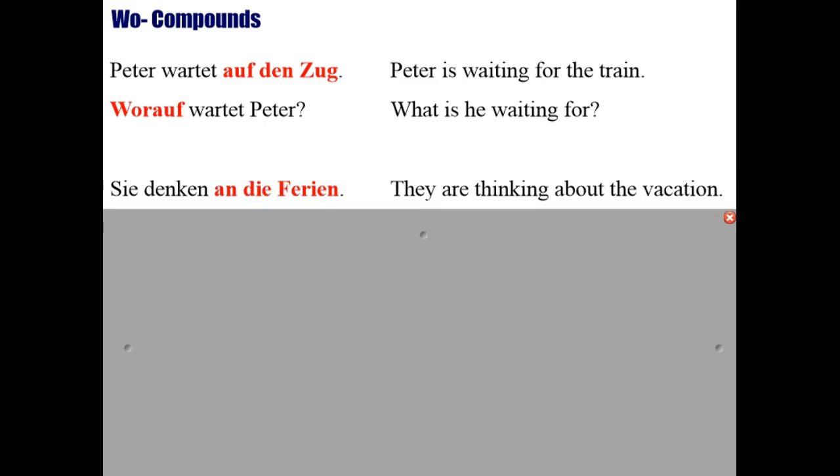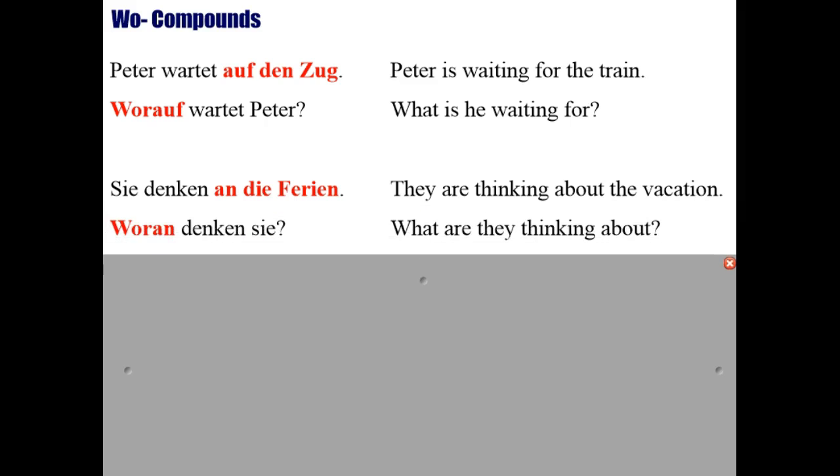Sie denken an die Ferien. They are thinking about the vacation. If we again wanted to put that into a question form, what are they thinking about? We cannot use was with a dangling preposition at the end of our question. We would use Woran denken Sie? What are they thinking about?